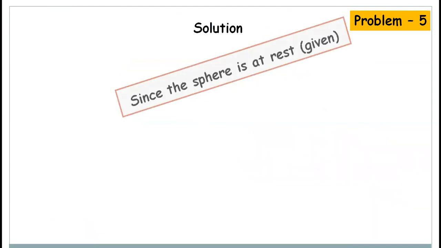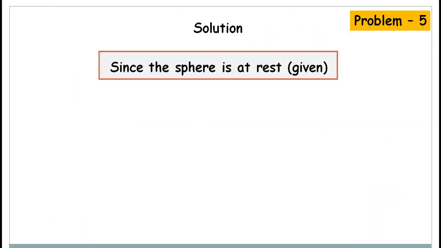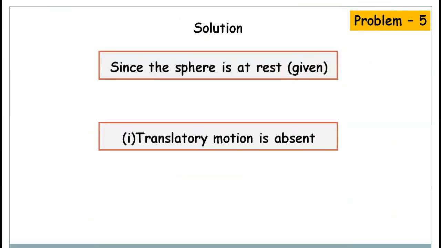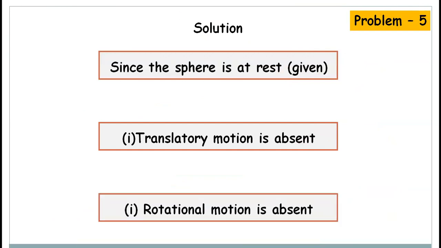Okay, so the solution. Since the sphere is at rest, this is given in the question, number 1, translatory motion has to be absent, and number 2, rotational motion has to be absent.